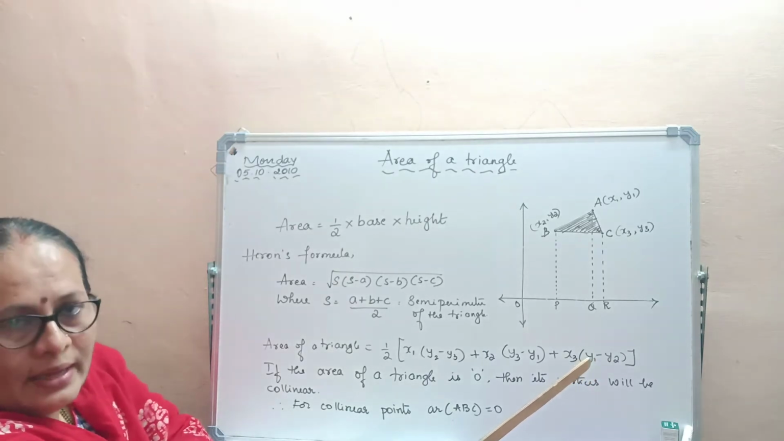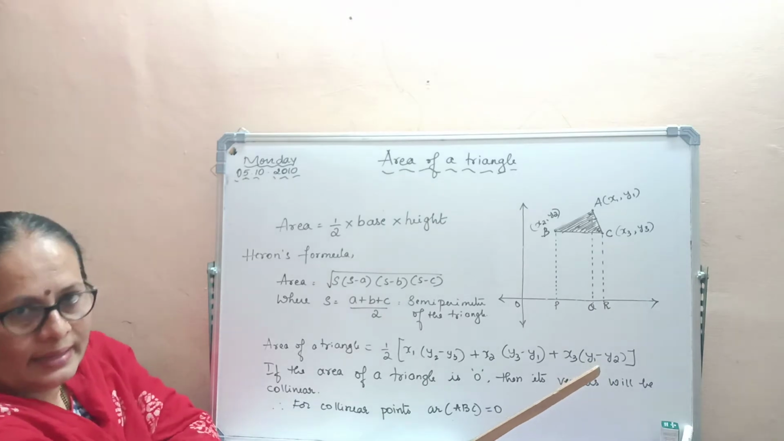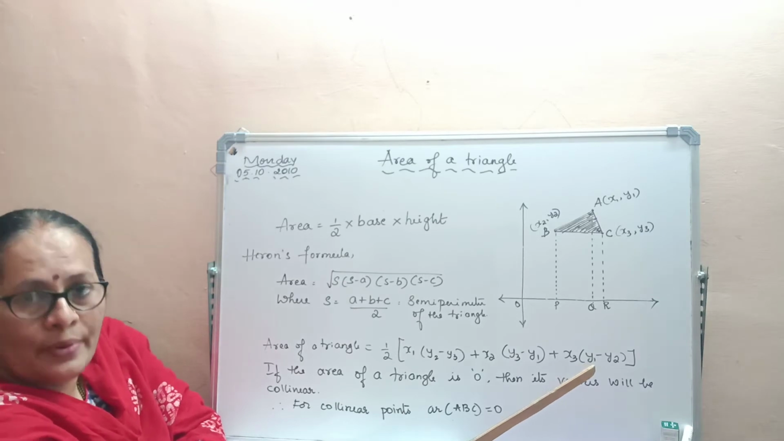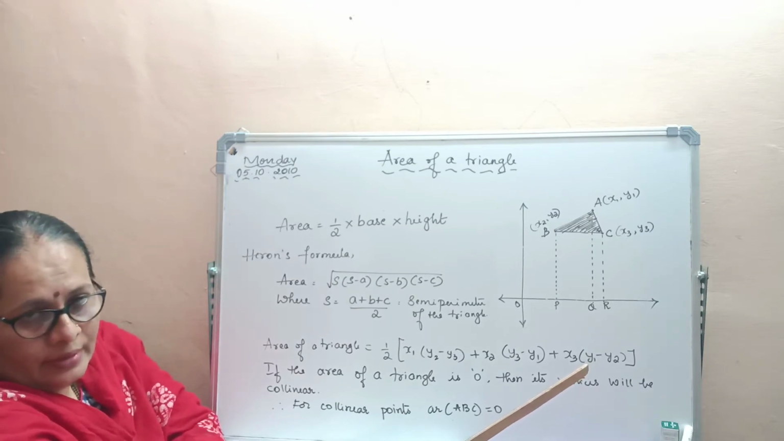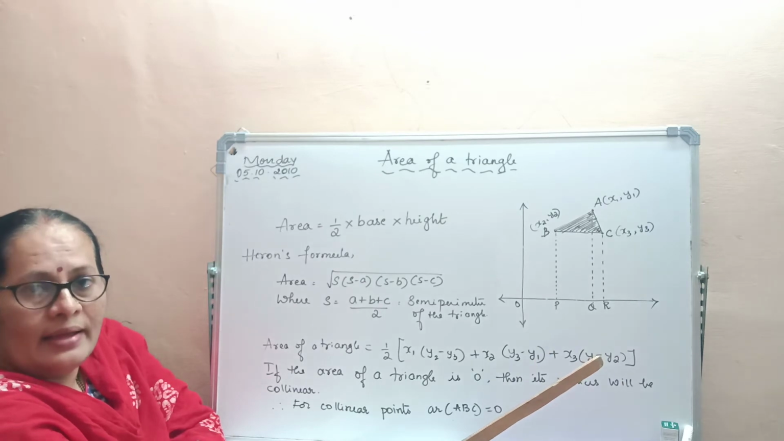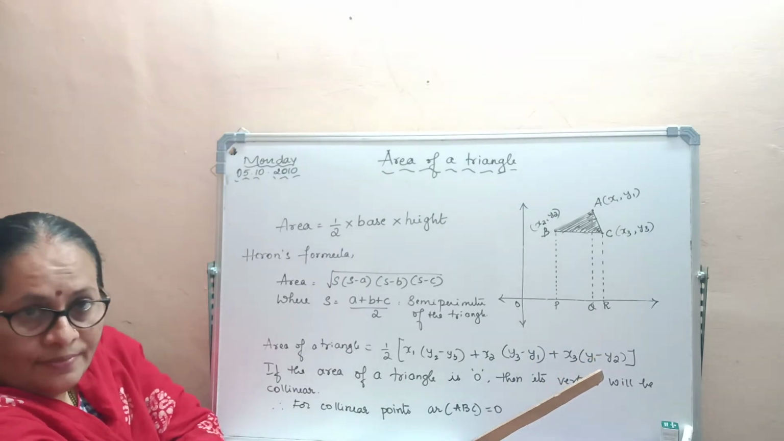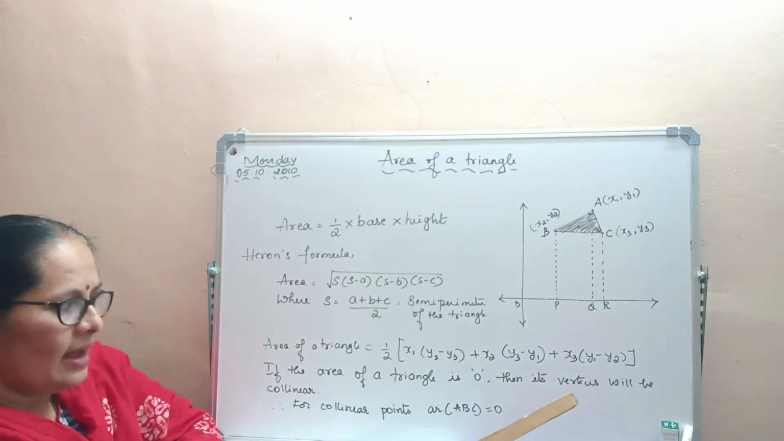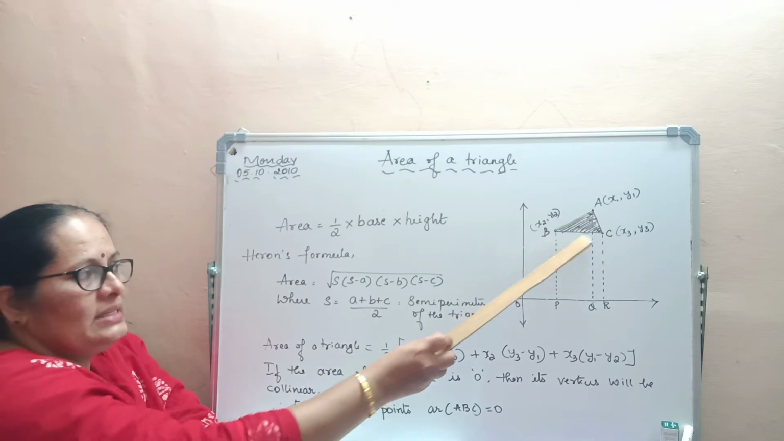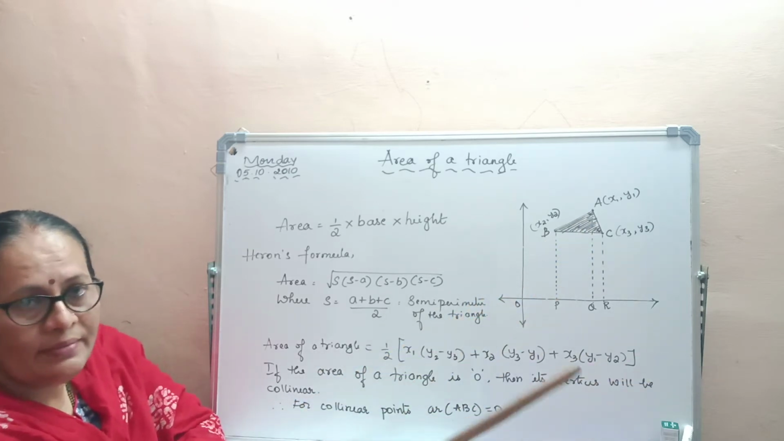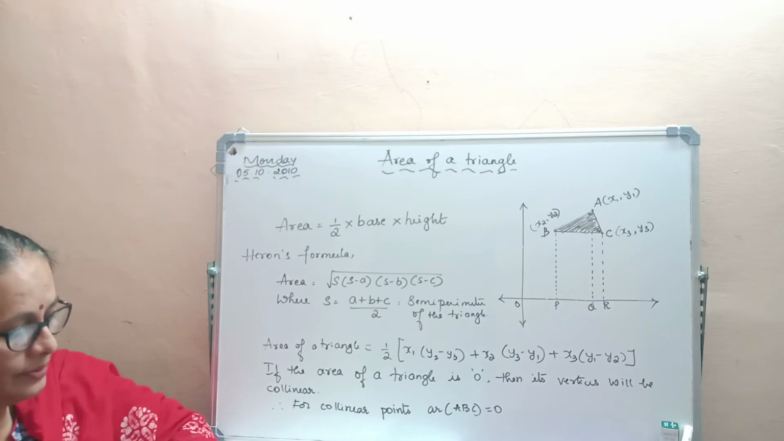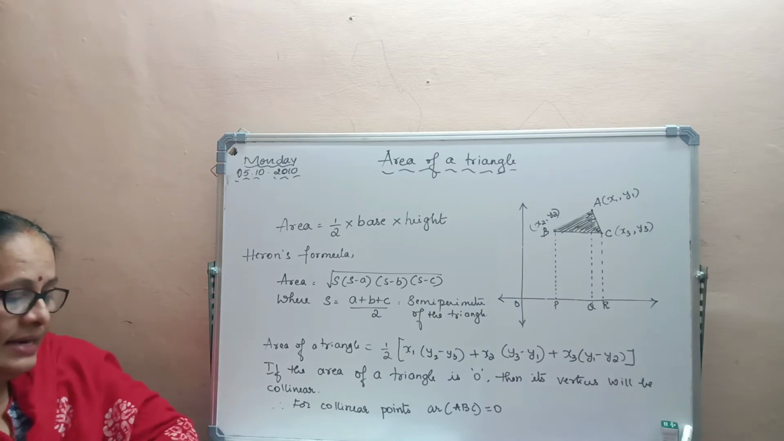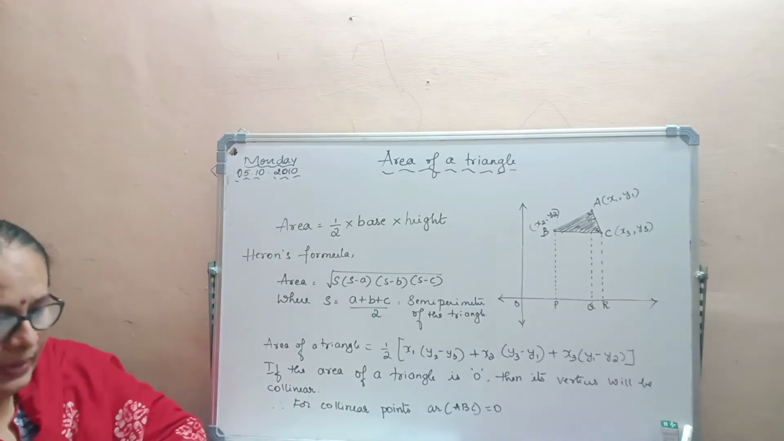Using this formula we can find the area of a triangle, and we can check whether the points are collinear or not. If the area of a triangle is equal to 0, then we can say that all three points A, B, C are collinear. Only then do we get the area of the triangle equal to 0. If the area of a triangle is 0 square units, then its vertices will be collinear.